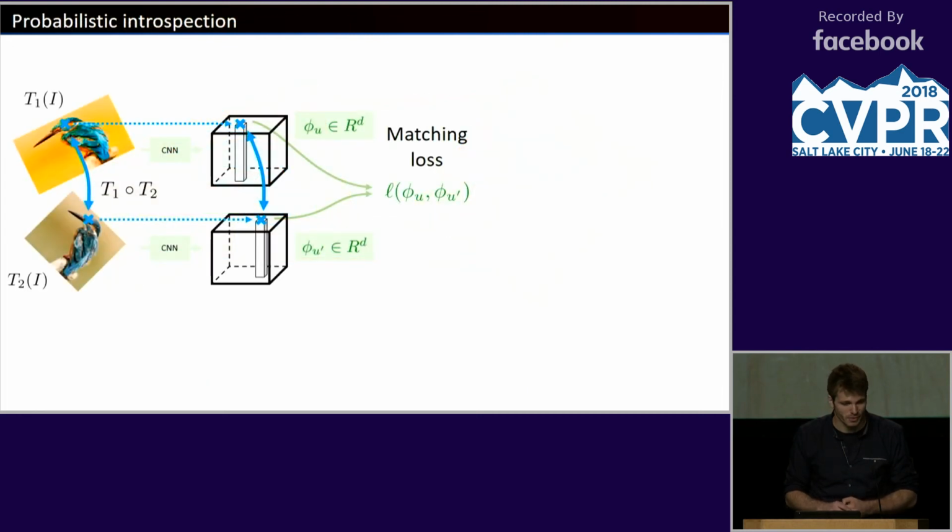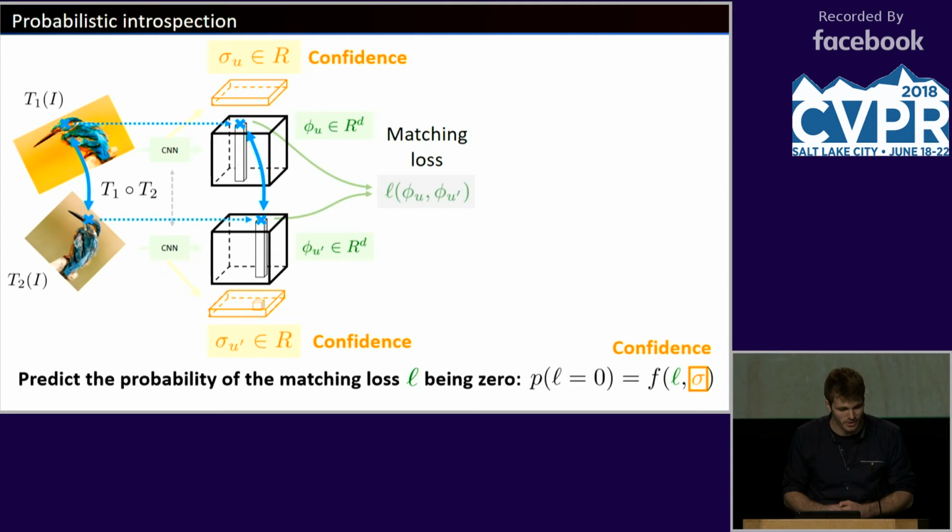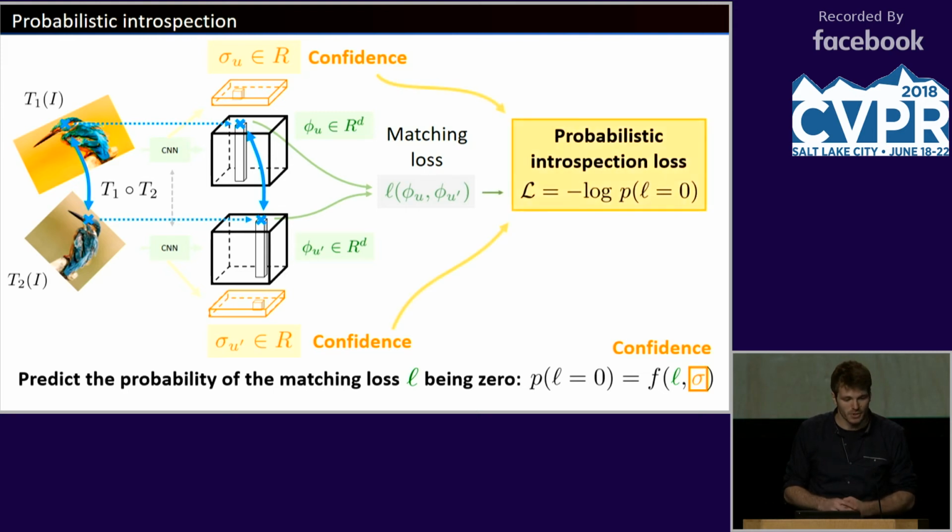So instead of that, what we propose is this probabilistic introspection mechanism, which instead of optimizing the matching loss, first expresses the probability of the loss being equal to 0. This is a function of the loss and a sigma parameter. Now the sigma parameter is corresponding to confidence and is another auxiliary prediction of our network. And it essentially allows us to ignore some of the background samples. And then we simply use the confidences within a novel probabilistic introspection loss by evaluating a negative logarithm of the predicted probabilities.